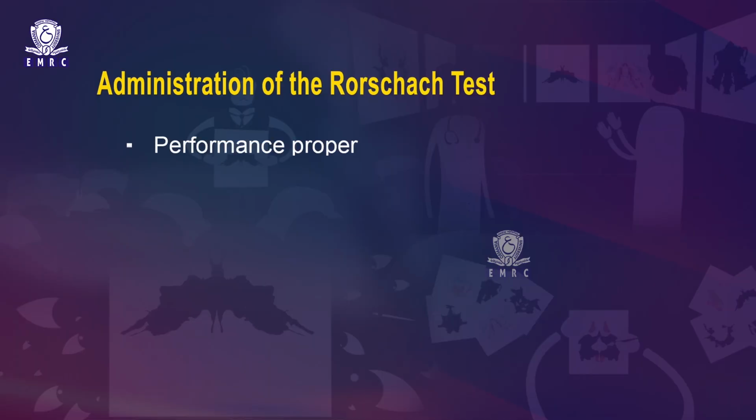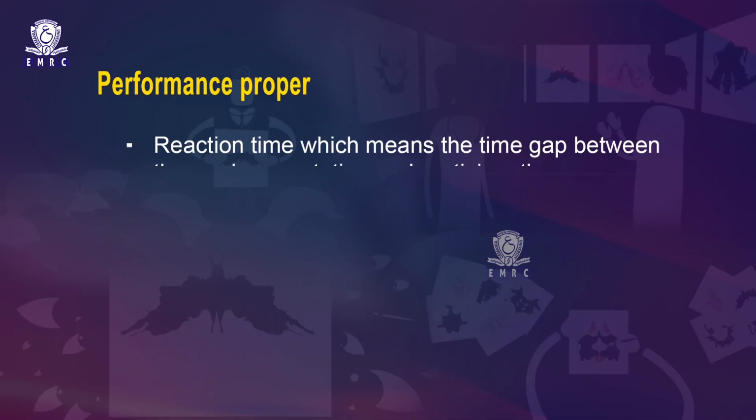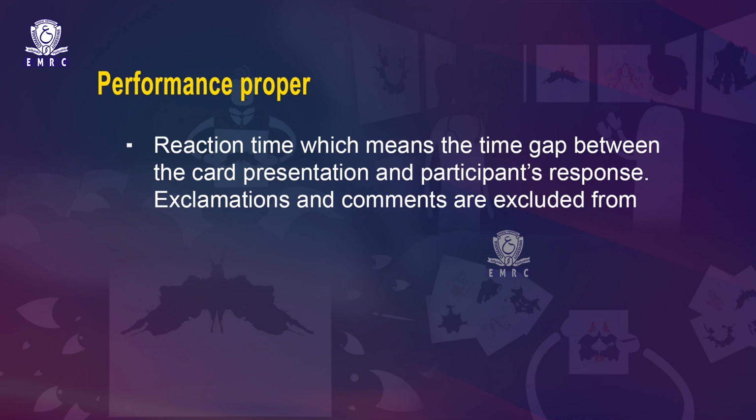The administration of the Rorschach test can be divided into 2 stages. A. Performance proper. The examinee is asked to get seated and rapport is established with him or her. First, a plate is handed to the client with the question, "What do you think this could be?" During the process, the examiner needs to be careful about the following things: reaction time, which means the time gap between the card's presentation and the participant's response.